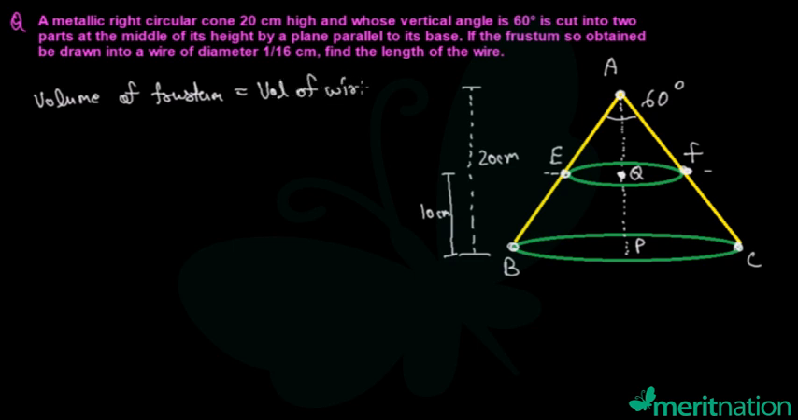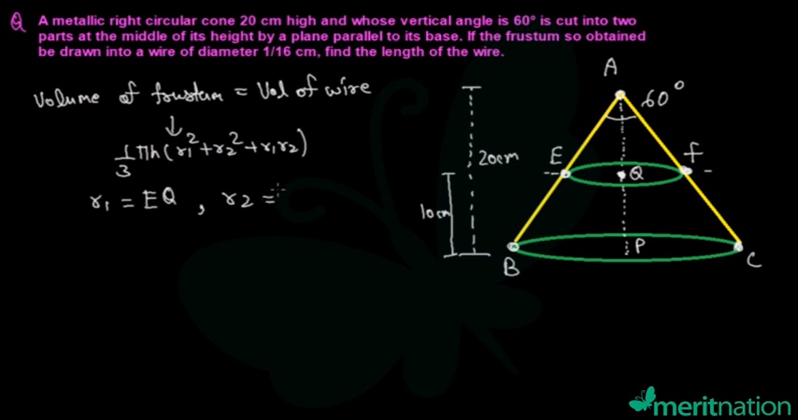wire, and the volume of frustum we know is equal to 1/3 pi h (r1 square plus r2 square plus r1 r2), where r1 is its upper radius, in this case equal to EQ, and r2 is its lower radius, in this case equal to BP. Now both of these are unknown to us, so how can we find the values for these two?